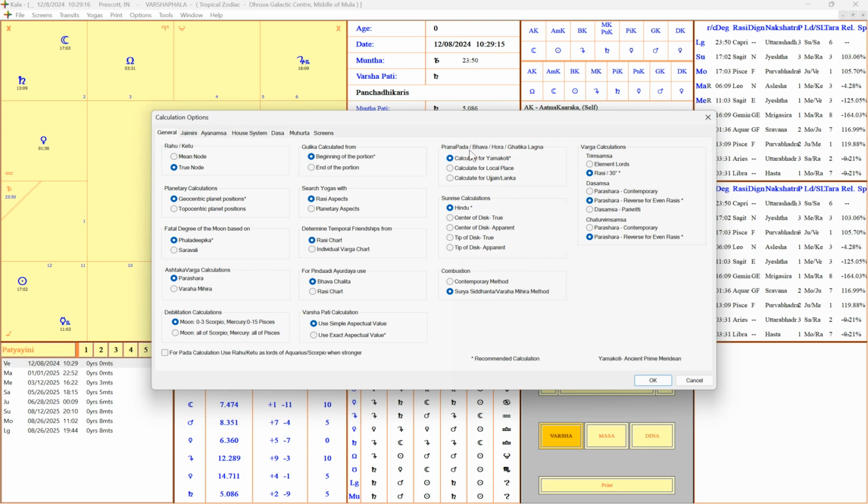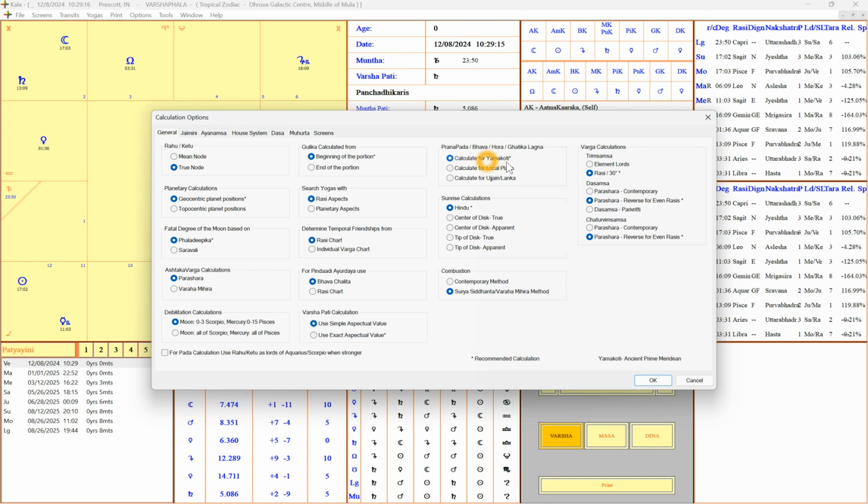Pranapada is another time factor. And the house it falls into will reflect some good or bad things in your chart. The results of that are in Brihat Parashara. Pranapada changes signs. If I remember right, every 5 minutes it changes signs. All right, so you can calculate these time type ascendants.